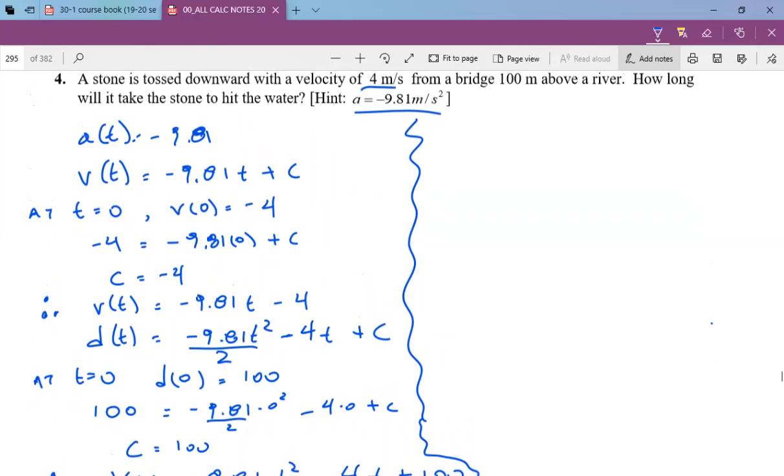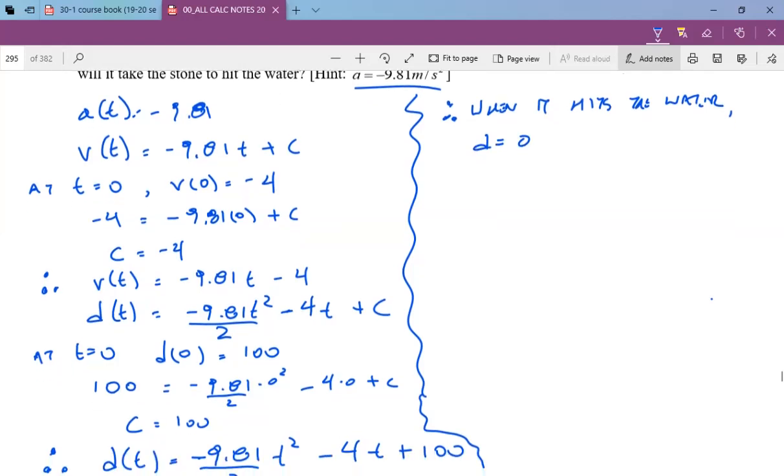All right, so now we're needing to find how long it is going to take to hit the river. So therefore, it's the water, d is equal to 0. So your displacement, its height, is 0. And so therefore, 0 is equal to negative 9.81 over 2 t squared minus 4t plus 100.